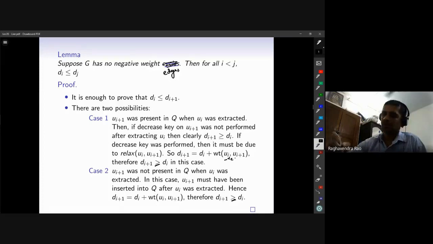Otherwise, what will fail in this argument? If this is negative, say -1, then I'll have d_i plus 1 be d_i minus 1. That's a problem. This argument will not hold. In the end, you cannot guarantee that the vertex will not reappear in the queue. So the running time bound of Dijkstra this way, or at least this part of the argument, requires that there is no negative weight edge, not negative weight cycle.